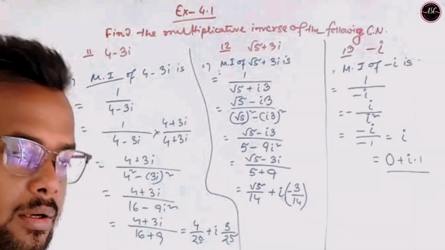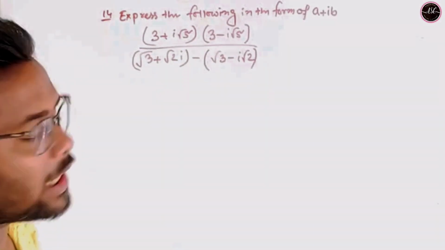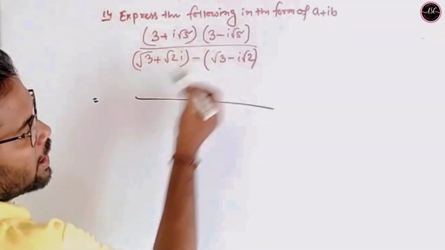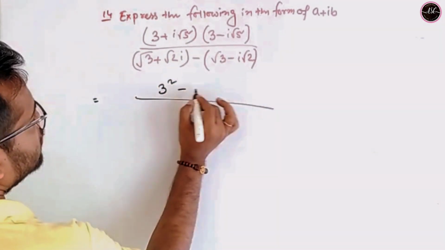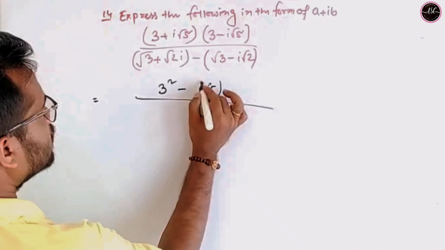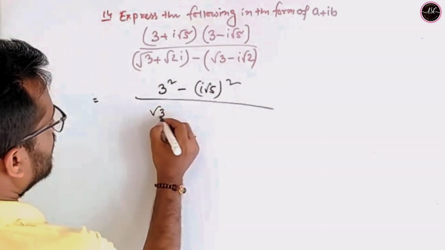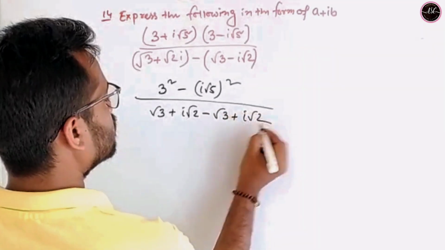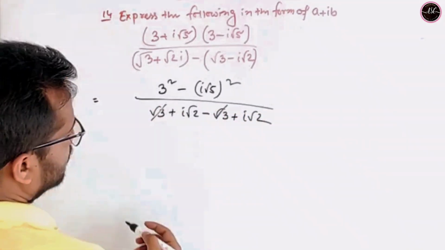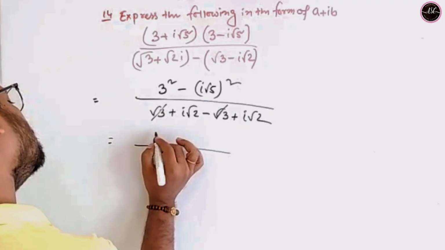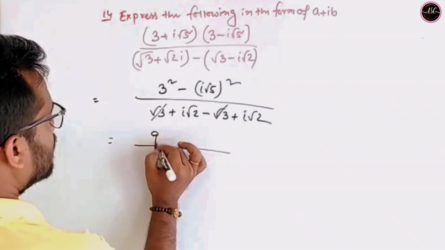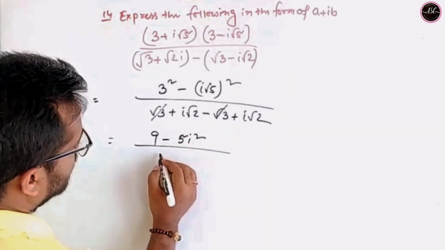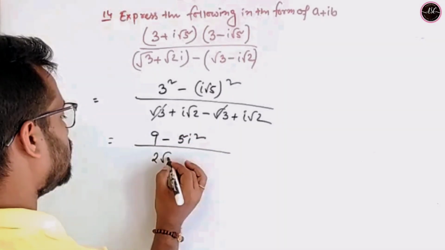Okay. Very simple. Express the following in the form of a plus ib. So just simplify this. Here we should apply the formula of a plus b, a minus b. Therefore we have 3 square minus i root 5 whole square. And here just simplify. Root 3 plus i root 2 minus root 3 plus i root 2. So plus root 3 minus root 3 will be cancelled. Okay. So just apply. Just 3 square equal to 9 and here 5 i square. And here will be 2 root 2 i.